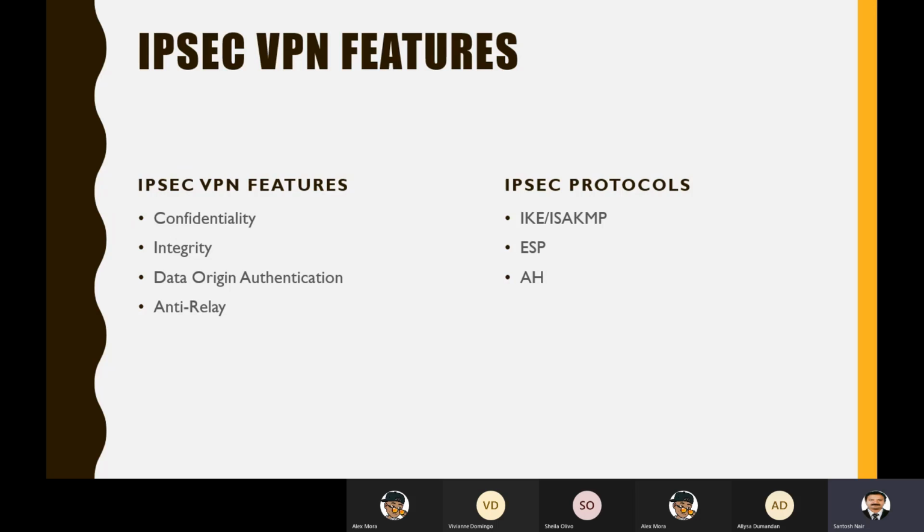Next one is integrity. Integrity is if we are sending data from one side to another side, and if somebody is capturing the data and modifying it, we should come to know that the data has been compromised. So how will we come to know?